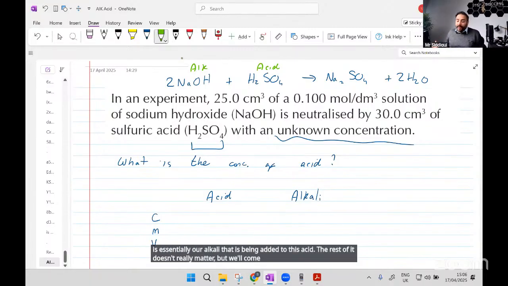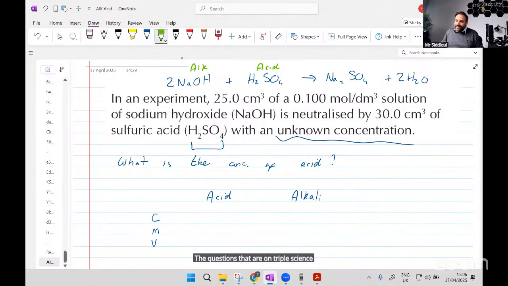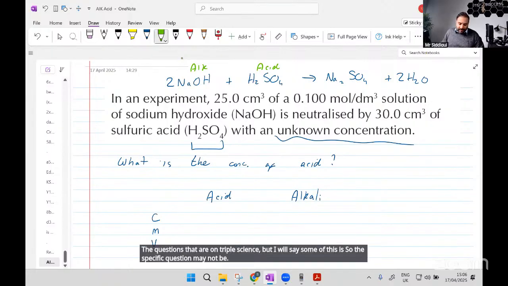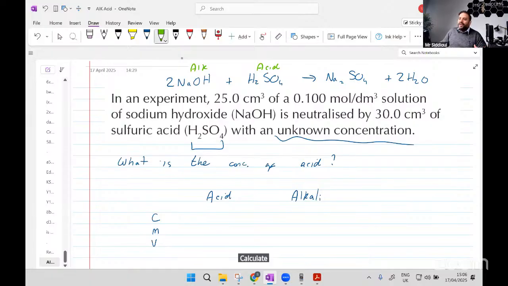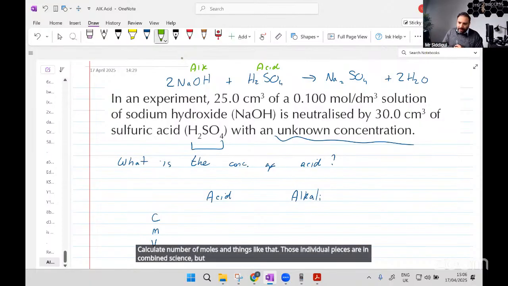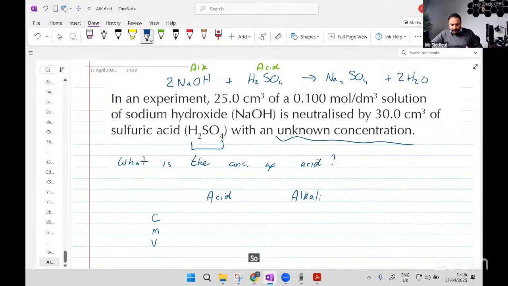This is not on combined. What we're doing today is mainly focusing on questions that are on triple science. But I will say some of this is. So the specific question may not be, but the things within this question that we're about to do, like the concentration equation, concentration is mass divided by volume, or as we're about to do in a while, calculate number of moles and things like that. Those individual pieces are in combined science, but it all kind of comes together in this kind of question, which is only a triple science question. Quite a difficult explanation.